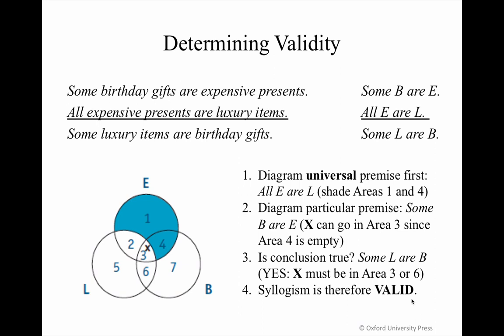All right, we're done diagramming. Let's look at the conclusion. Some L are B. The area of overlap that reflects a true claim for this proposition is 3 or 6. And in fact, we have an X in area 3, so the argument is valid.